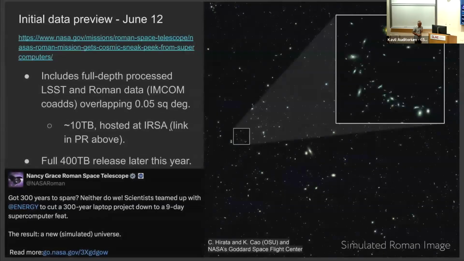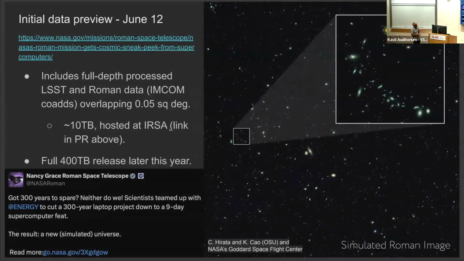And so, as I said, we provided an initial data preview. If you go to this link here, you'll be able to see how to access those data. And eventually, once we finish processing all the data, all 400 terabytes will be released later this year.